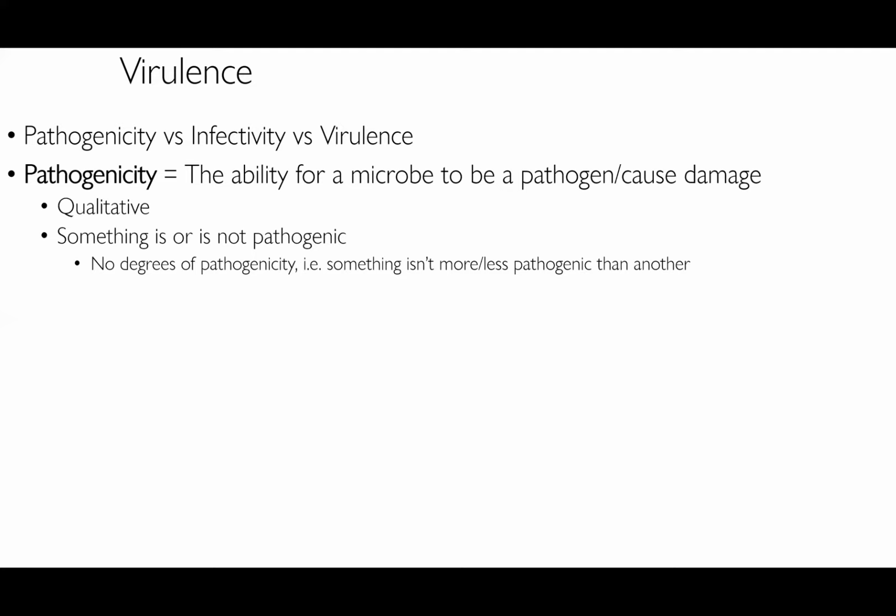Directly tied to the production of these toxins and the capacity for these bacteria to invade your body and survive in your body is this concept of virulence. Virulence is sort of a three-way road between pathogenicity, infectivity, and virulence. Pathogenicity is the ability of a microbe to be a pathogen or cause damage. This is something that is qualitative, i.e. we're just looking at it and saying, oh, this is a pretty pathogenic bacteria. The idea being that something is or is not pathogenic.